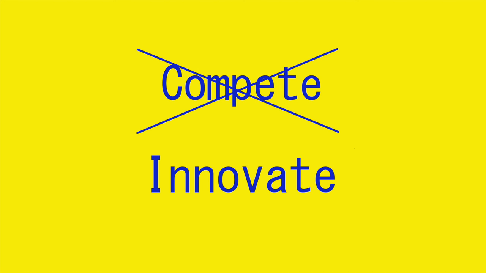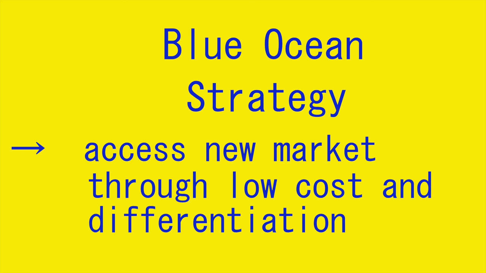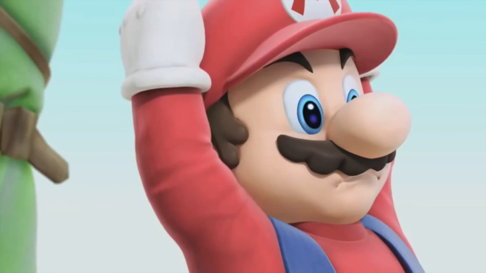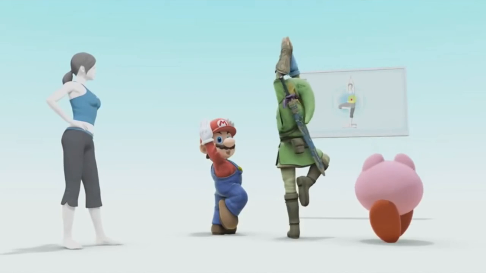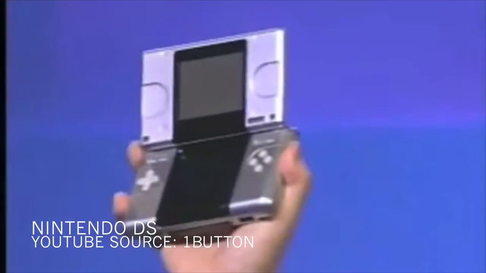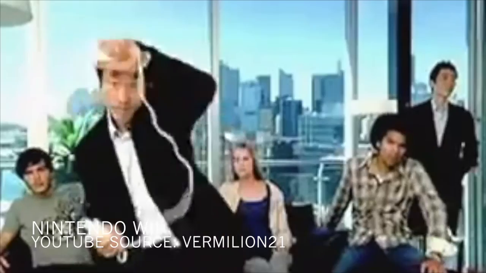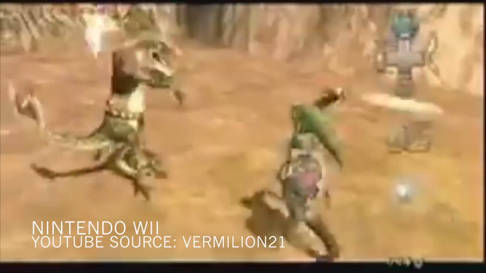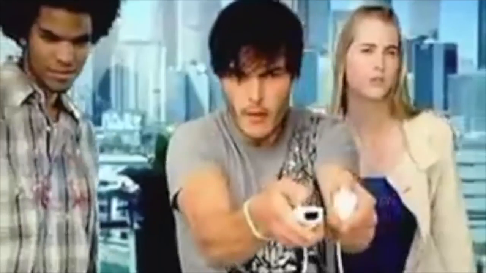Iwata's key business insight was to not compete with Sony and Microsoft head-on, but instead to have Nintendo innovate its way to profit. Under Iwata, Nintendo began to follow a blue ocean strategy where it would sell video games to mainstream audiences rather than the traditional hardcore gamers. It would execute the strategy by way of product differentiation, where each new console and handheld Nintendo produced would rely less on graphics and processing power and more on delivering unique experiences. This strategy proved to be a success with the Nintendo DS and Wii, both of which debuted to initial skepticism, but became two of the best-selling game systems of all time.